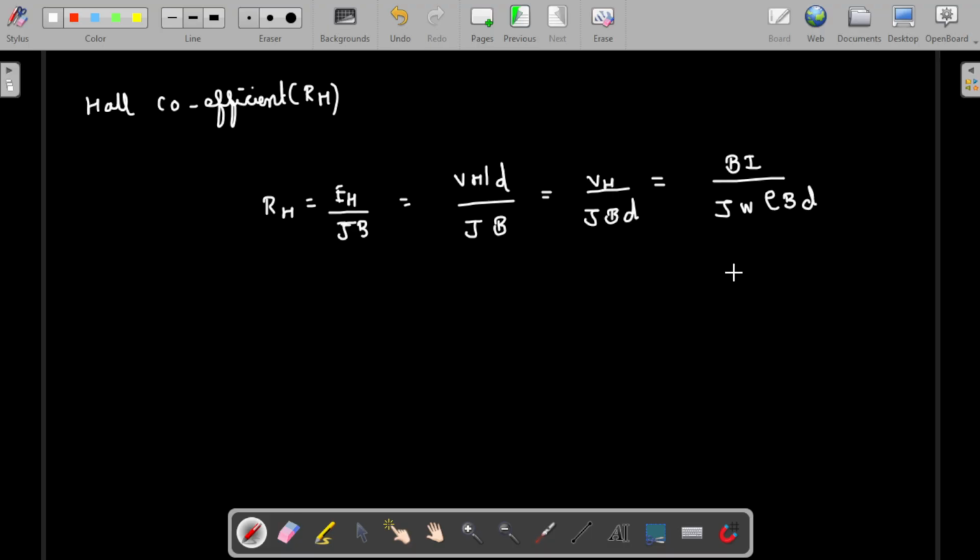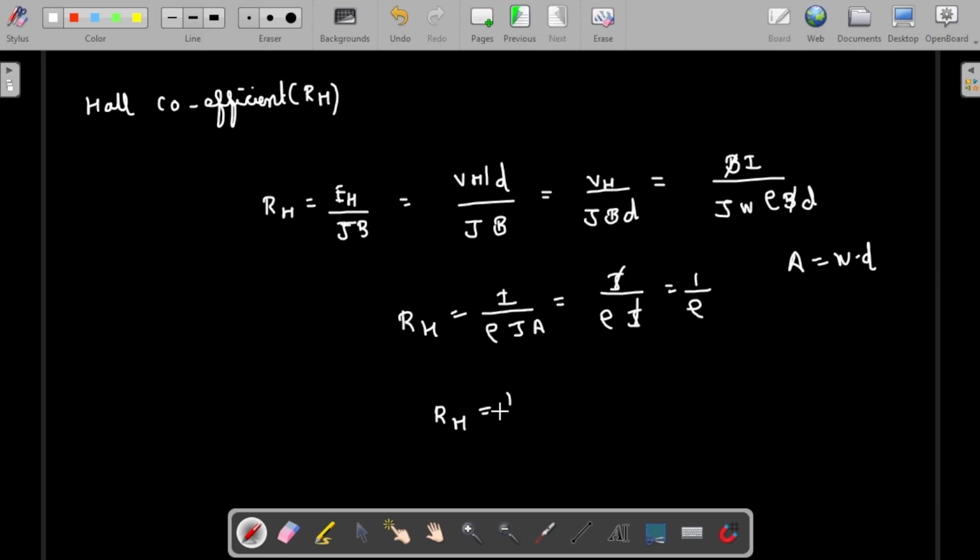So the B can be cancelled here. If we cancel the B, then RH will be equal to I divided by rho J A, because W and D can be written as A. So area can be written as W and D. Okay, so this value will be cancelled. I divided by A is J. So J divided by rho J. So these J can be cancelled. So 1 divided by rho. So the Hall's coefficient will be directly equal to 1 by rho, that is charge density.